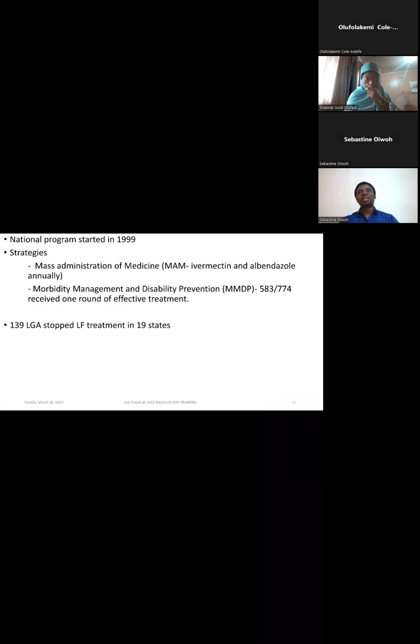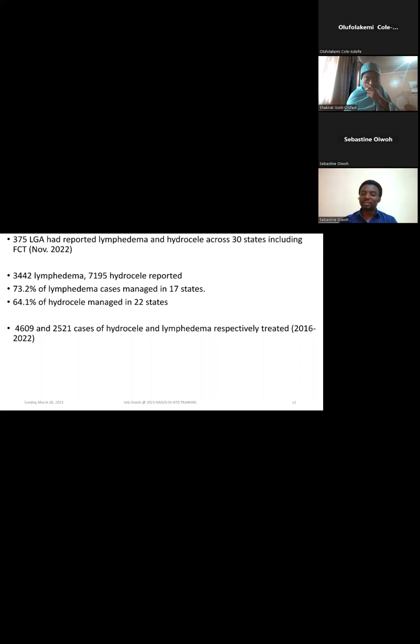Of course, Nigeria had started this program before the global body started this. So Nigeria started in 1999. And of course, we mentioned the strategies. And one of the good news is the fact that 139 local governments have stopped lymphatic filariasis in 19 states. Other important facts that we need to know is the fact that 375 local government areas had reported lymphedema and hydrocele across 30 states. That is as of November 2020.